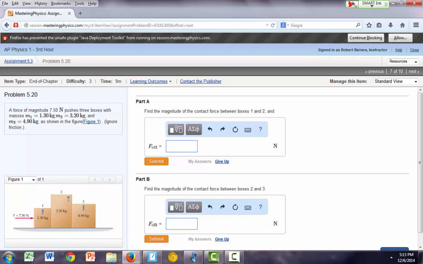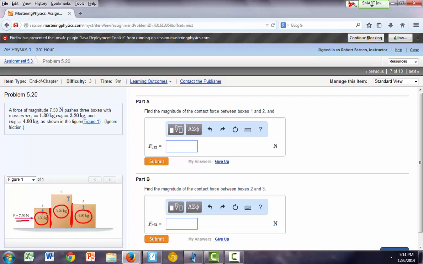We've got 3 boxes. They give us the mass of each individual box, and we know the magnitude of the push force on the one box on the left, I guess it's called box 1, is 7.5 newtons. They want to know the magnitude of the contact forces between these two boxes and then between these two boxes. Okay? Typical Newton's third law problem, but you have to use what you know about unbalanced forces and force diagrams to solve it.